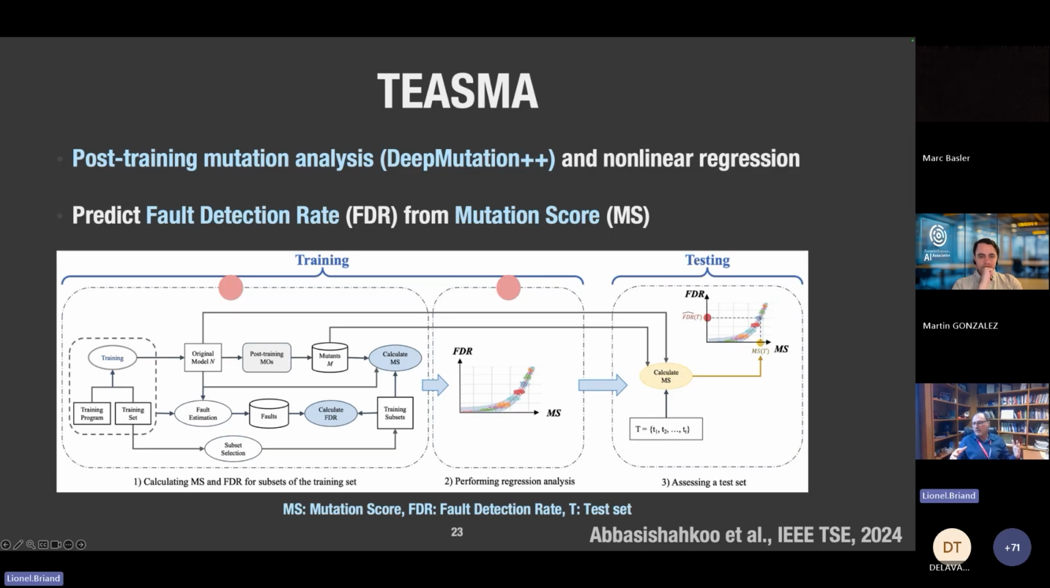Mostly because, I can say it now, mutants can be harder or easier to detect than actual faults, so the relationship is not linear. And then during the testing phase, what we do is seed mutants into the model under test. We calculate the mutation score of the test suite, and we predict with a certain confidence interval the full detection rate. Based on that prediction, test engineers can decide whether or not the test suite is adequate.